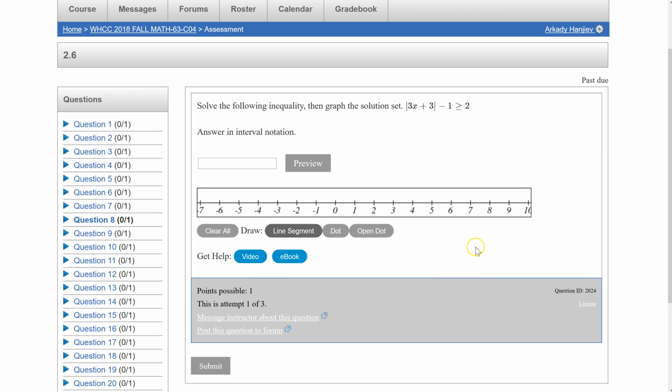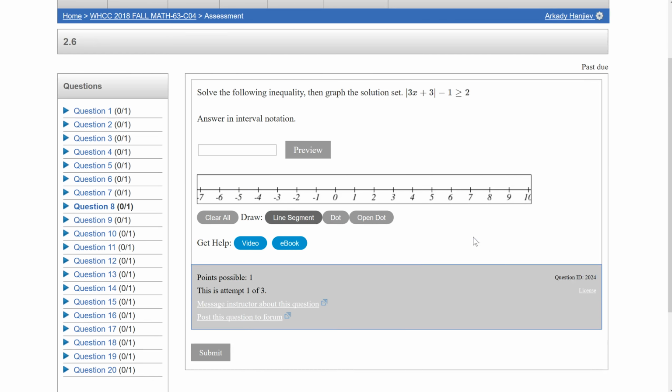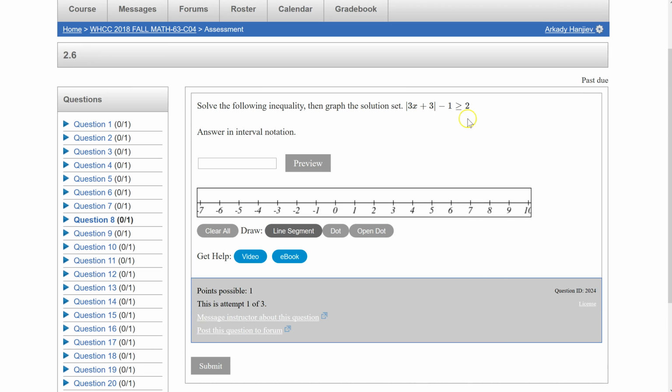All right, class, I got a couple of questions that came in for 2.6. Just kind of want to deal with those here just to make sure we understand this. So we have question 8, and then we got some other ones going down the list. So let's go for it. I'm going to do each of these problems, submit them. Hopefully I get them correct, and you guys can see how you're supposed to do them as well.